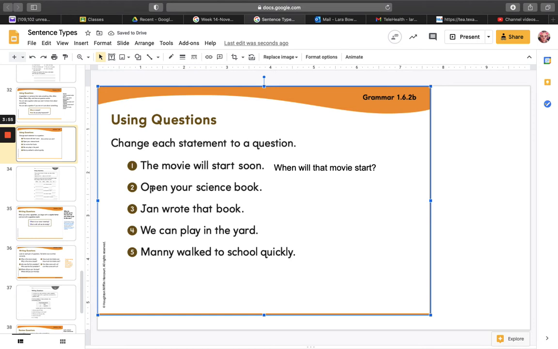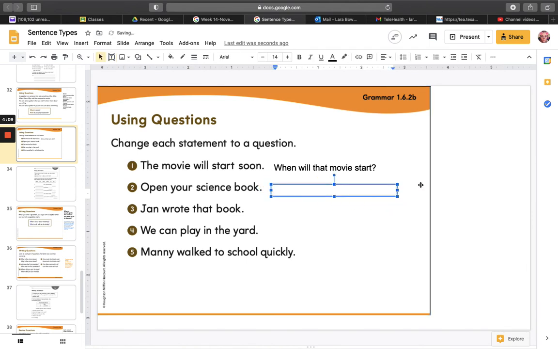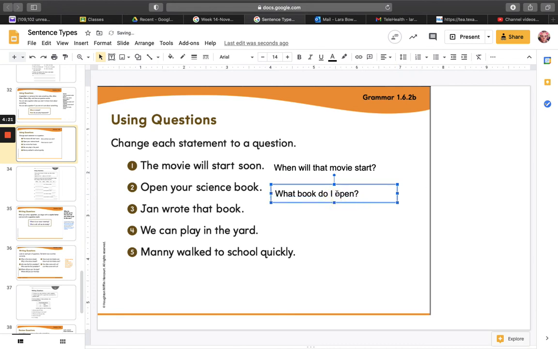Number two, open your science book. Oh, that is a command, isn't it? It's telling us to do that. So I'm going to change it by making sure I have a question word in there. What book do I open? So now I have a question. What book do I open?